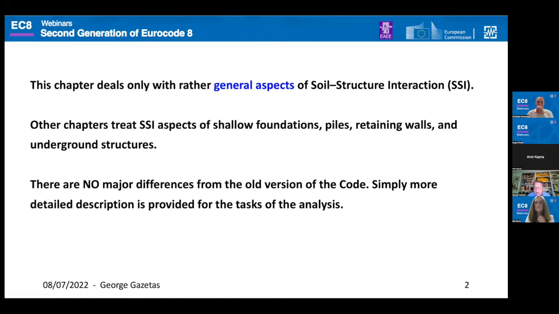The old code did not have a specific chapter on soil structure interaction. But in essence, there are no fundamental differences from the old code, other than a much more detailed description of how to perform soil structure interaction and what is needed for it. So the differences are not of a fundamental nature, but rather in how we utilize, so to speak, the concepts.